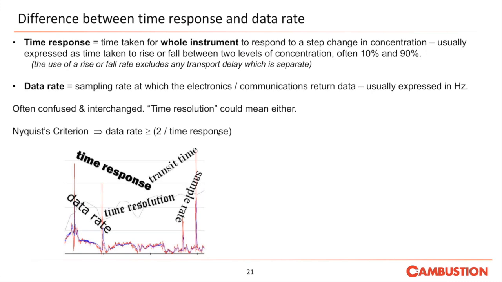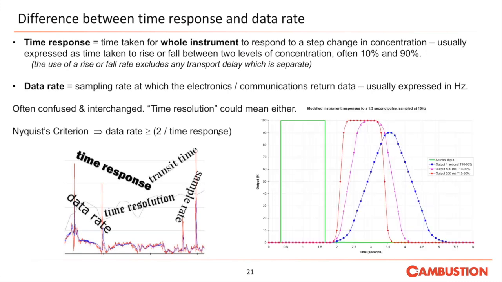In this case, that means your data rate needs to be at least twice the time response of your instrument. This makes perfect sense for the DMS. The DMS, without any heated line, has a time response of 200 milliseconds, and we sample the data at 10 hertz, which is 100 milliseconds, a factor of two. We could change the electronics and sample at 10 milliseconds or 1 millisecond, but there would be no point because the time response of the instrument is 200 milliseconds. Sampling any faster does not make any difference. So we need to make that distinction between the sample rate and the time response.